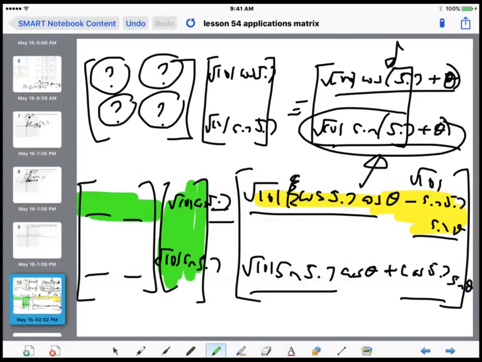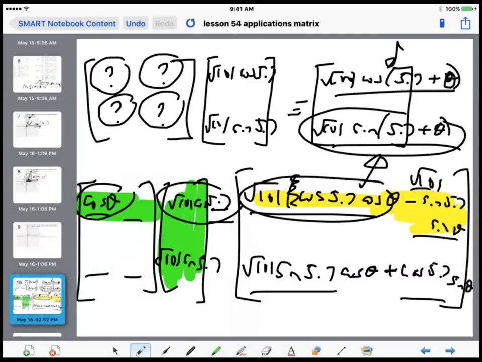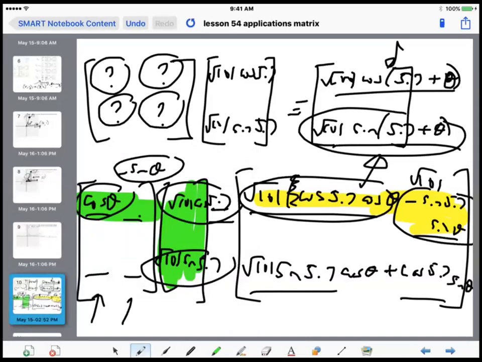Yes, cosine theta and negative sine theta will accomplish that. So this is cosine theta, because then you would get cosine theta times this thing would become that. But to get this minus sine theta, this thing has to be minus sine theta. Now, what about these two guys in order to get this second row to happen?